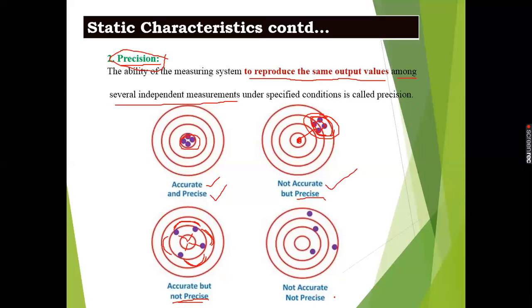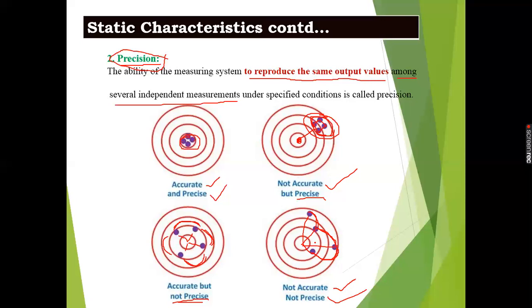Now finally, coming to the last case, not accurate and not precise. Not accurate in the sense you hit the target 4 times far away from your actual target point. At the same time, you hit the target 4 times with very different values like this. The distance between these two is more different, the distance between these two is more, and the distance between these two is more. So this is not accurate, not precise. This is the way we can differentiate accuracy and precision.